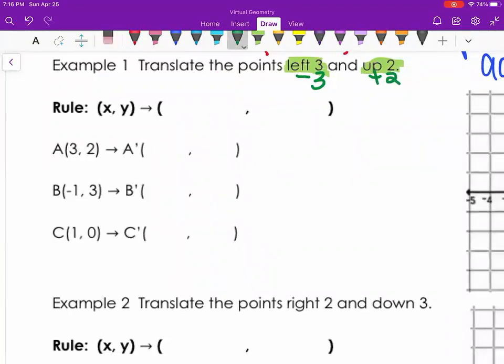You have your original x, y there. So then we're going to take every x and subtract 3 from it. And then you have your y. The rule says up 2. So take every y and add 2 to that number. So let's do that to these coordinates and see how it's going to move. First, though, let's graph this original set of points.